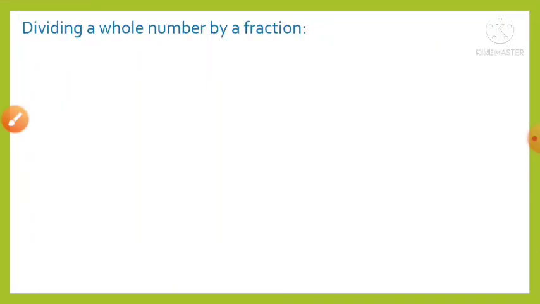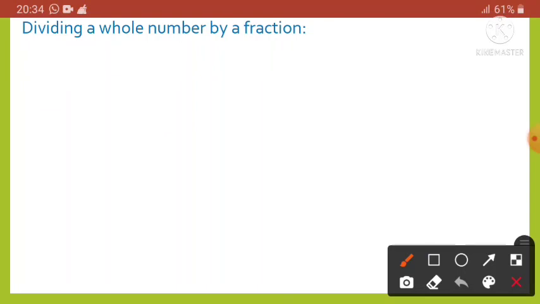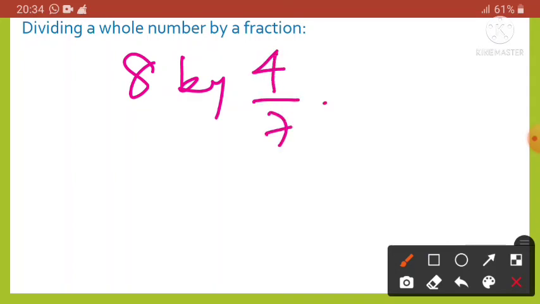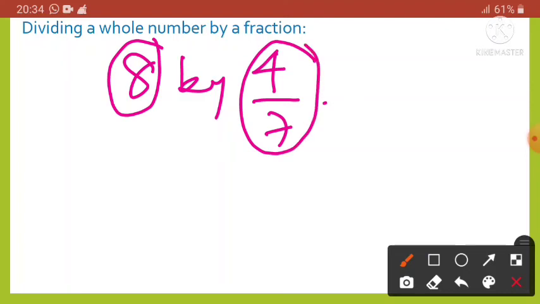Now we will learn how to divide a whole number by a fraction. To divide a whole number by a fraction, simply multiply the whole number by the reciprocal of the fraction, then you will have the answer very easily. If I take an example, suppose we have to divide 8 by 4 by 7. Here 8 is the whole number, 4 by 7 is the fraction.